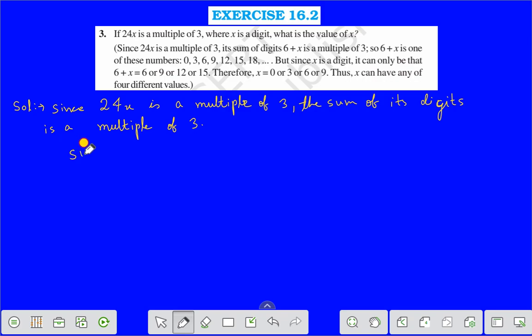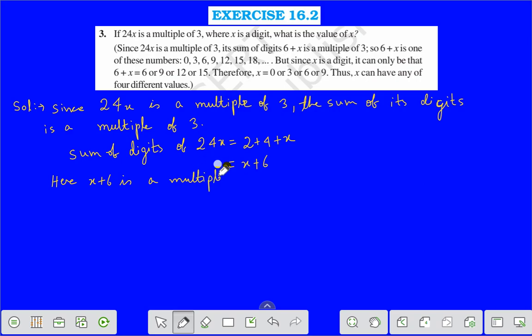Sum of digits of 24x is equal to 2 plus 4 plus x, and that is equal to x plus 6. Here x plus 6 is a multiple of 3.